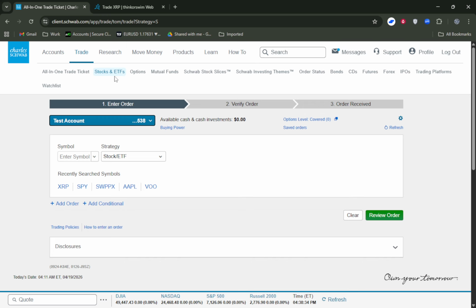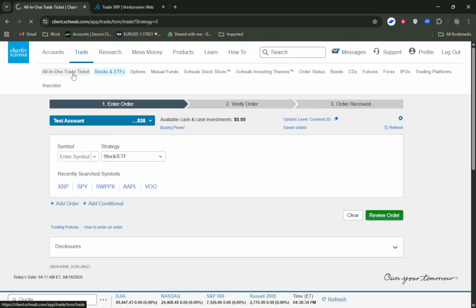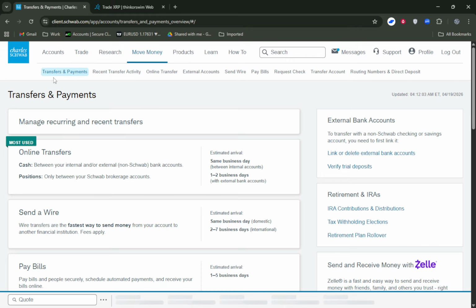Next, fund your account. Log in, head to Move Money, then Transfers, link your bank, and make a deposit. You don't need a big lump sum to begin. Starting with a small amount is perfectly fine. Consistency matters far more than size on day one.